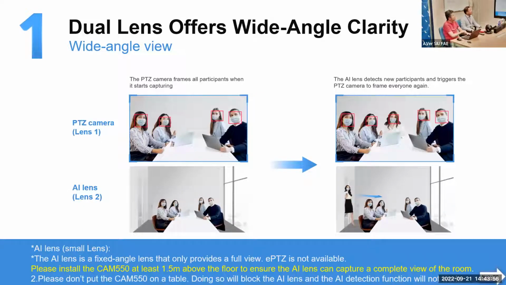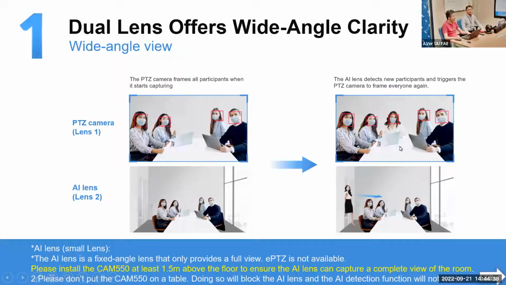So from this slide, we can see the function of the dual lens, because the AI lens can capture every participant. So the main camera will frame to the suitable image for every participant. And if we have a newcomer from outside, the AI camera will detect again, and our main camera will reframe again.